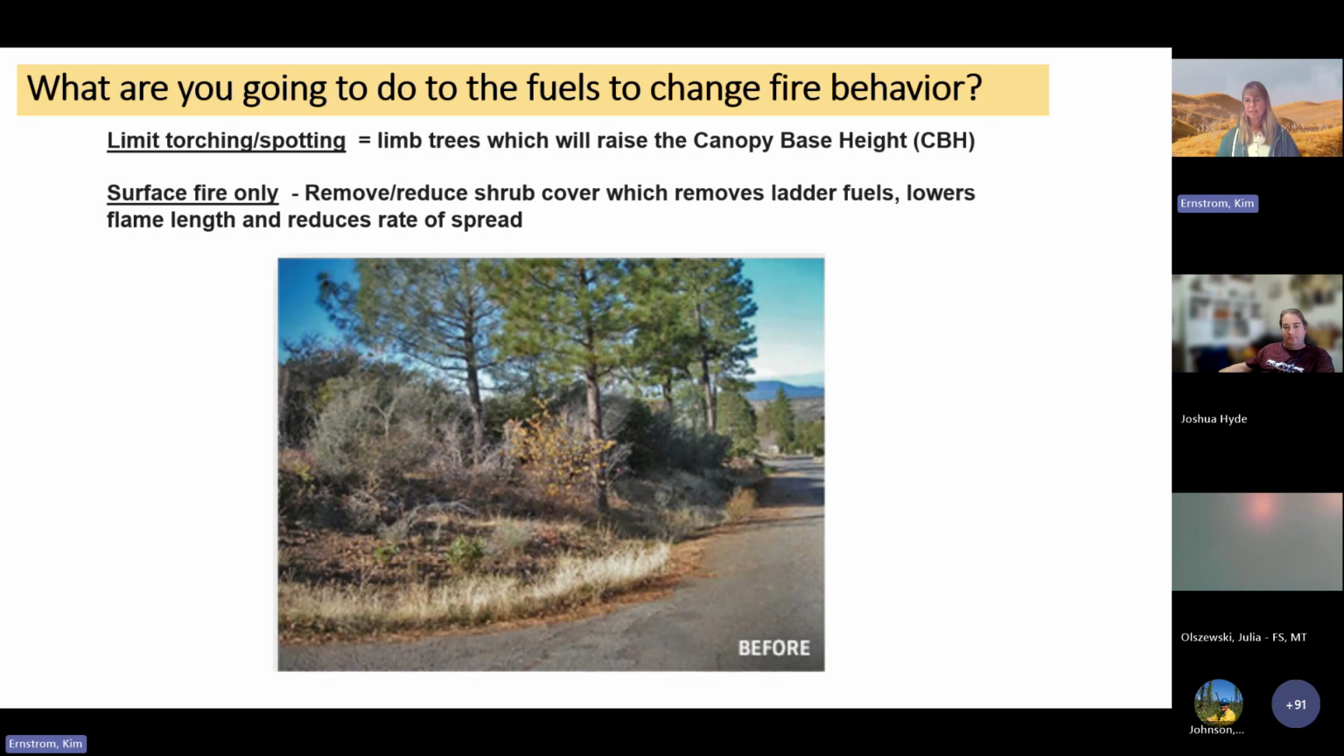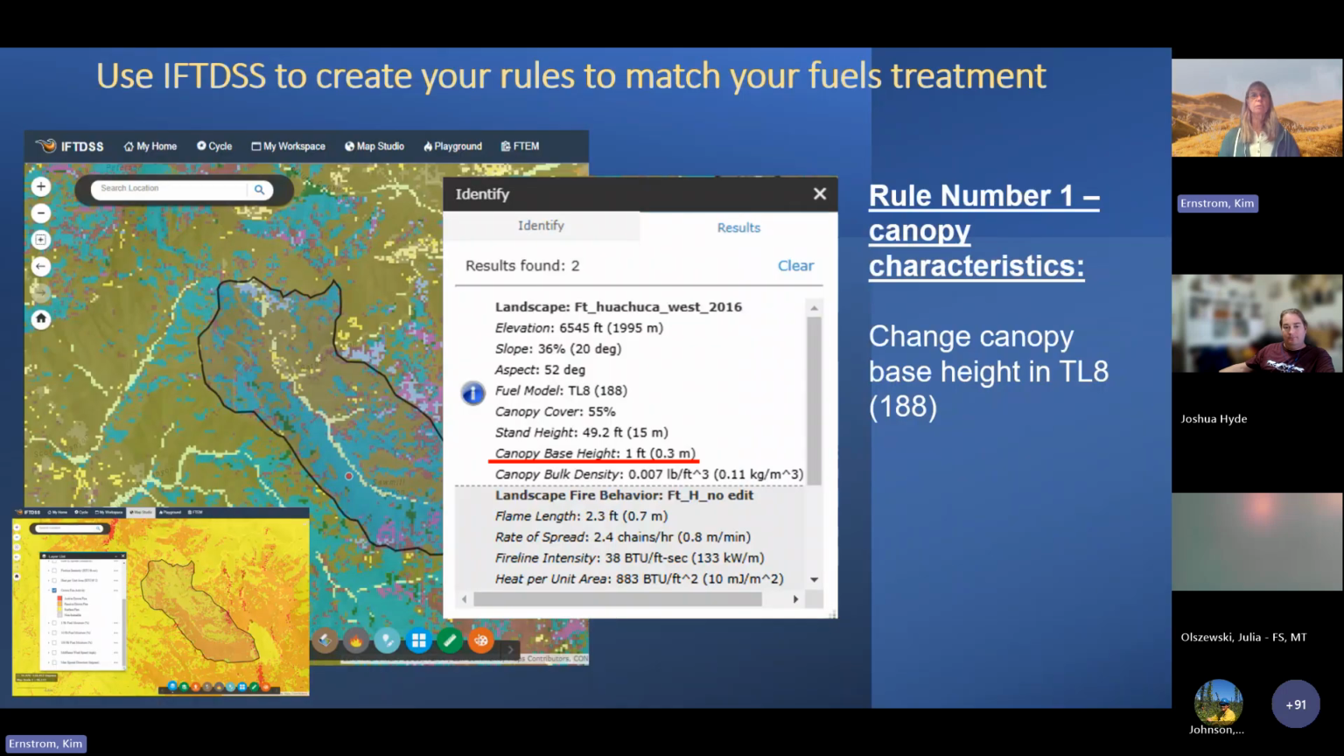But I need to reflect that in a rule, right? So now I'm going to go back to IFTDSS. I'm going to create my rule. So the first rule, and this is where Patrick was just saying, don't be scared to do this. All you're really doing is changing some of the things that your fuels treatment is going to mimic. So I'm going to change my canopy base height in this particular fuel model.